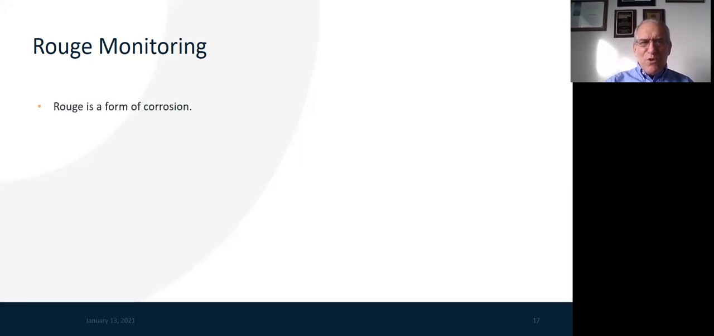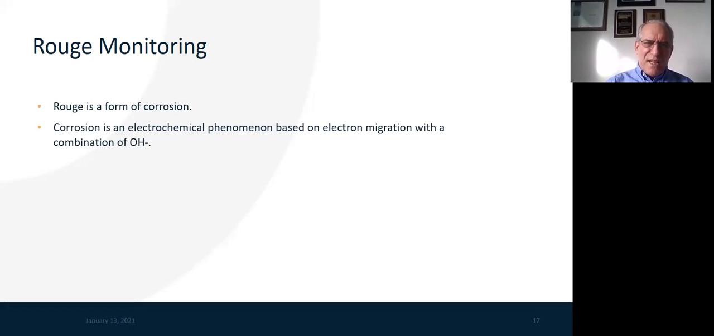When we're looking at rouge monitoring, rouge is a form of corrosion, and that corrosion is an electrochemical phenomenon based upon electron migration with a combination of a hydroxyl radical. Whether you're oxidizing organics or oxidizing metal, it's the same way. And to prove that corrosion is a migration of electrons and the loss of metal, think about the Titanic sitting at the bottom of the Atlantic Ocean.